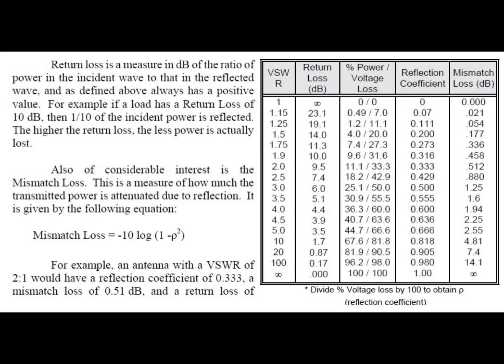Conclusion: as VSWR increases, return loss decreases. More power is reflected. Reflection coefficient increases. Mismatch loss becomes higher. System efficiency becomes worse. A low VSWR is always good. High return loss is also good. And low mismatch loss means better power transfer.